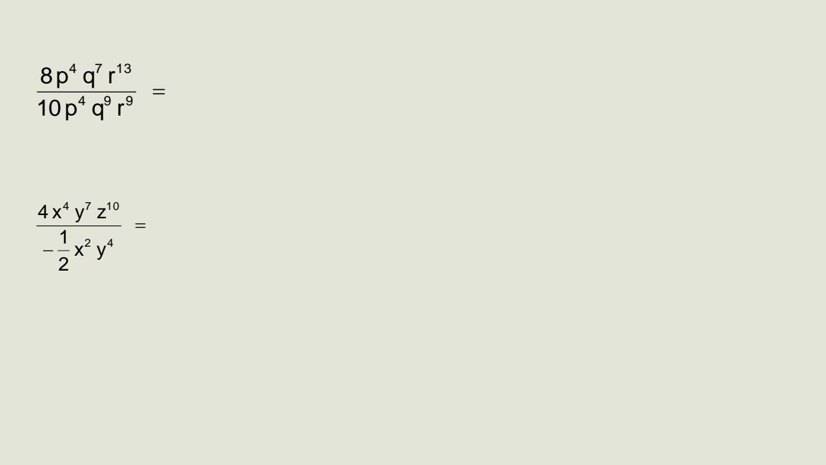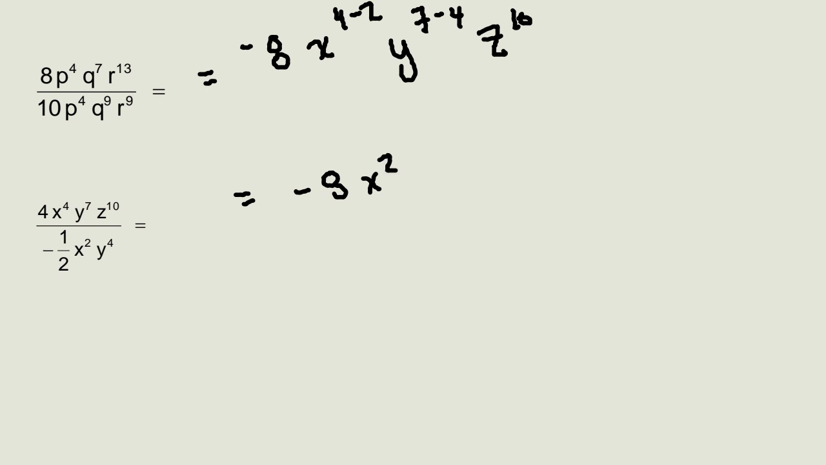If that's not something you remember how to do, you can go back to the calculator booklet or ask your teacher, but 4 divided by negative a half is going to give you a negative 8. So that's going to give me negative 8. And then x, I have 4 take away 2. And then for my y's, I have 7 take away 4. And then my z's, I have 10. So I have negative 8x squared, y 3, z 10 as my final answer.